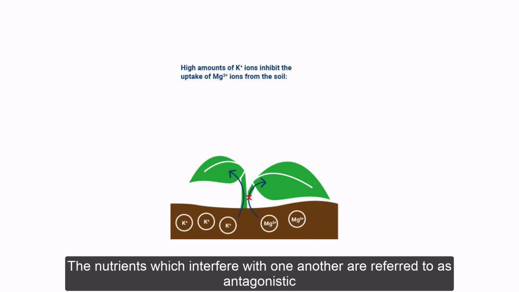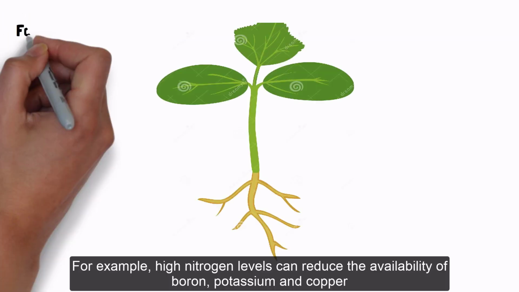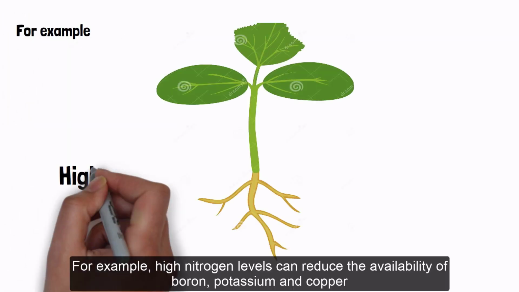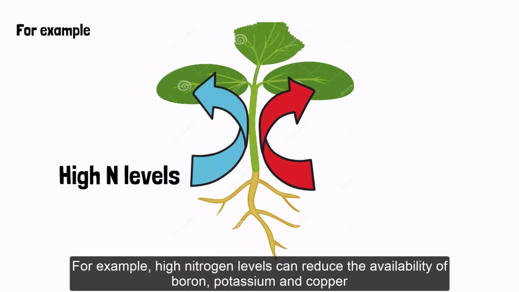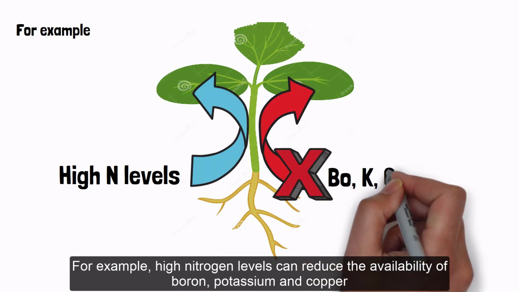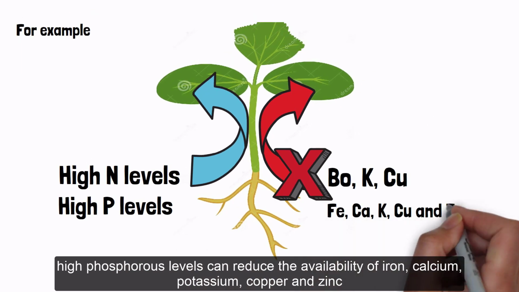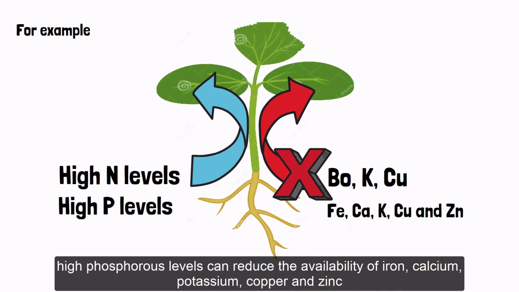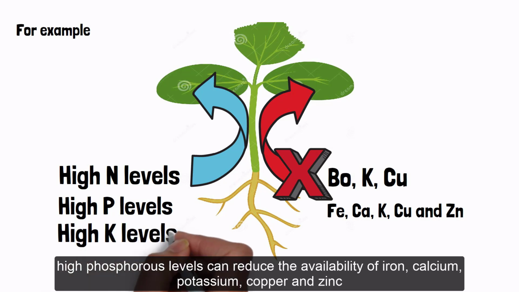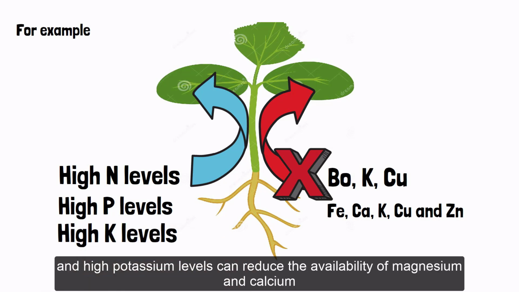The nutrients which interfere with one another are referred to as antagonistic. For example, high nitrogen levels can reduce the availability of boron, potassium and copper. High phosphorus levels can reduce the availability of iron, calcium, potassium, copper and zinc, and high potassium levels can reduce the availability of magnesium and calcium.